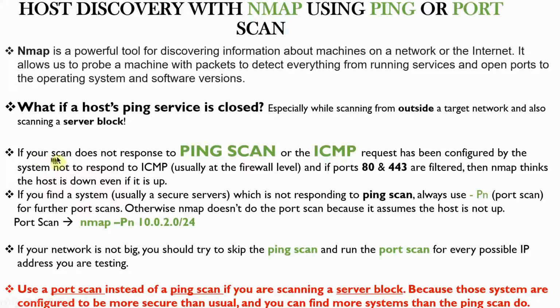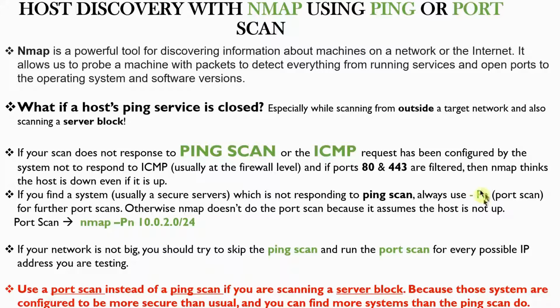All right. So if your target does not respond to a ping scan, or the ICMP request has been configured by the system not to respond to ICMP, usually this occurs at the firewall level. And if ports 80 and 443 are filtered, then Nmap thinks the host is down, even if the host is up. Also, if you find a system, usually a secure server, which is not responding to a ping scan, the workaround is to always use the port scan.